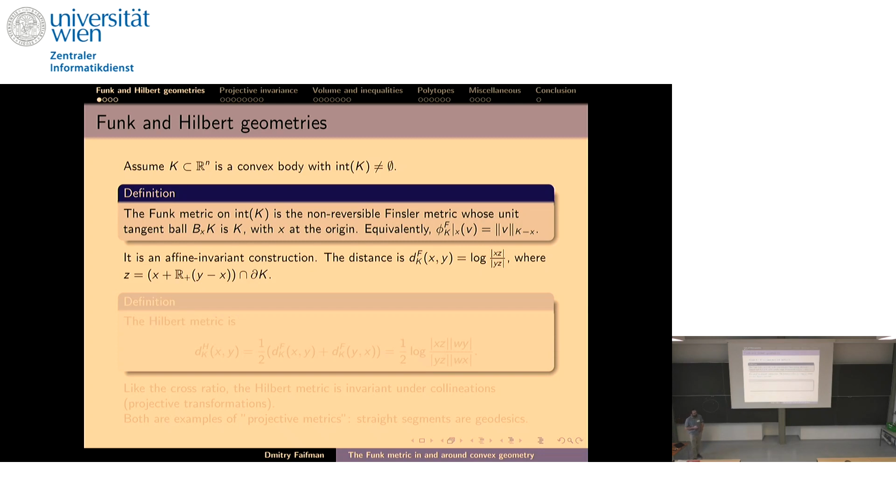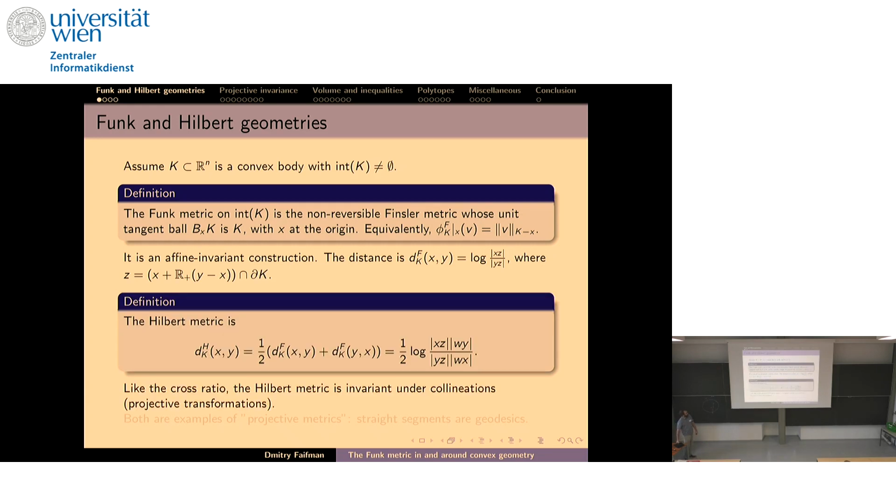Okay, so of course this is an affine invariant construction, and you can go ahead and define the distance as you would in Finsler metric, and you will find out that it's given by this formula. So if this is x and this is y, and you want to compute the distance between them, you draw this interval, you extend it till the intersection, and the distance from x to y is just the logarithm of the ratio. And this metric is non-symmetric, of course.